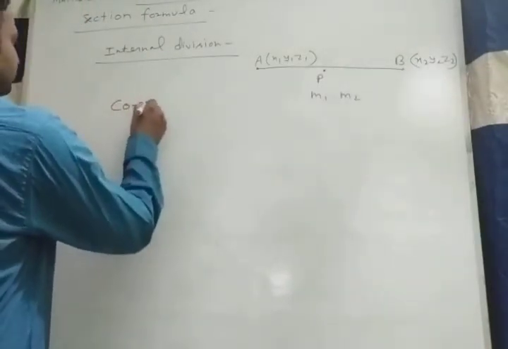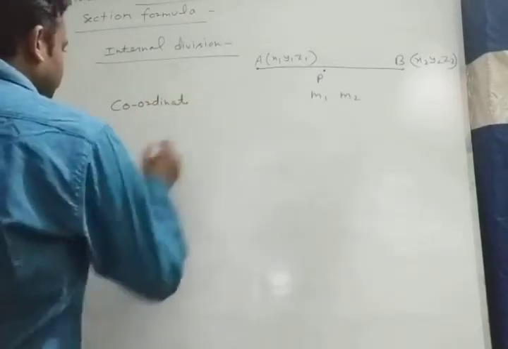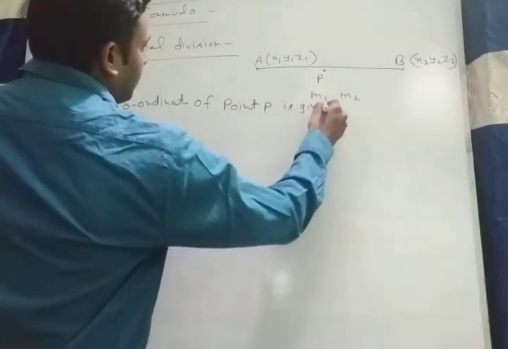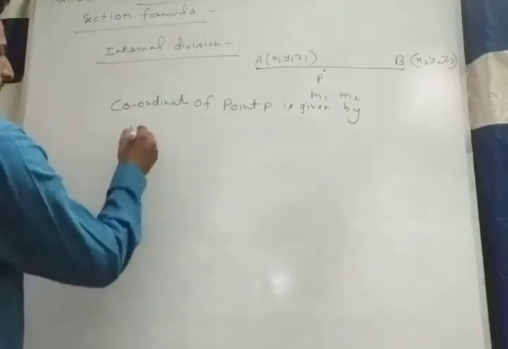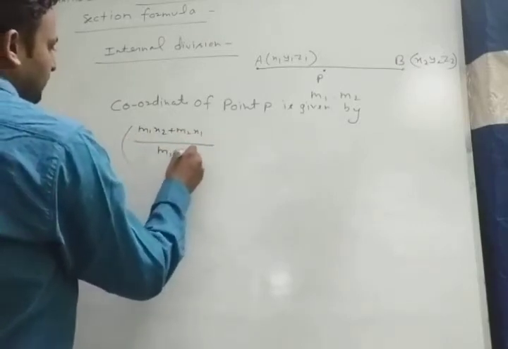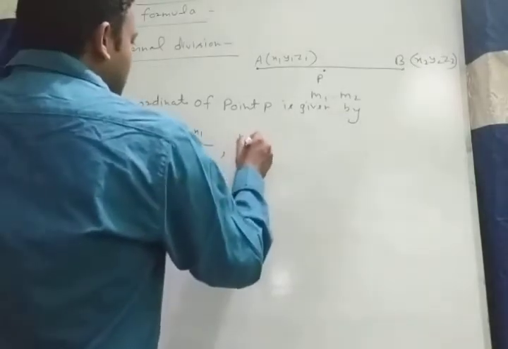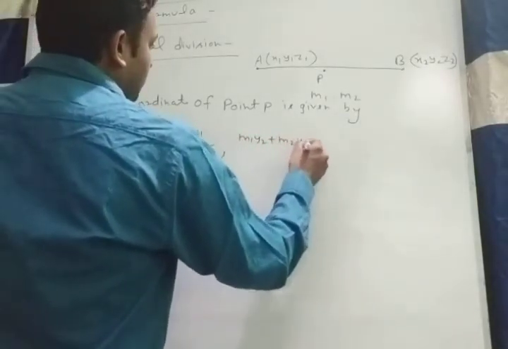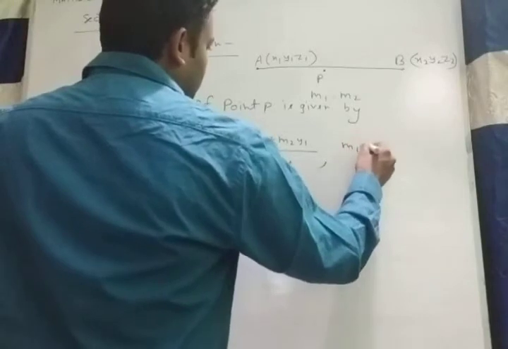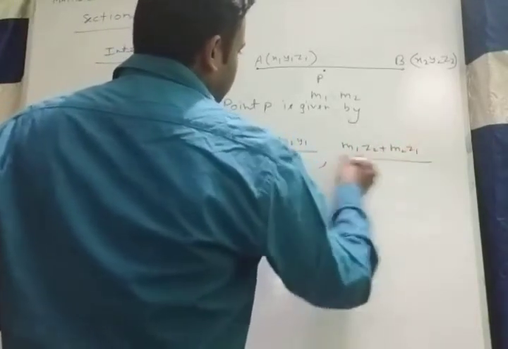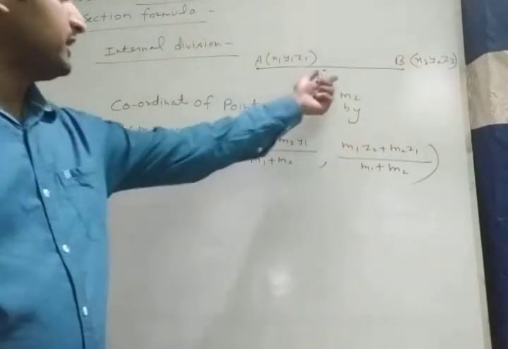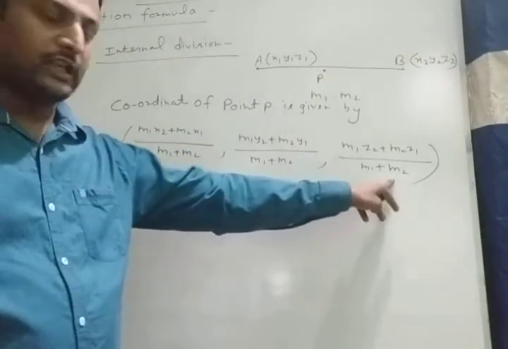The coordinate of point P is given by m1 x2 plus m2 x1 upon m1 plus m2, comma, m1 y2 plus m2 y1 upon m1 plus m2, m1 z2 plus m2 z1 upon m1 plus m2. This is the coordinate of point P. This is the x coordinate, this is the y coordinate, this is the z coordinate.